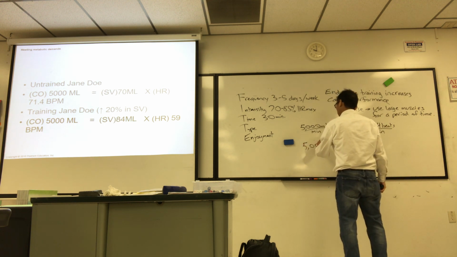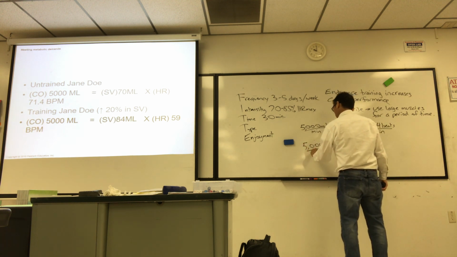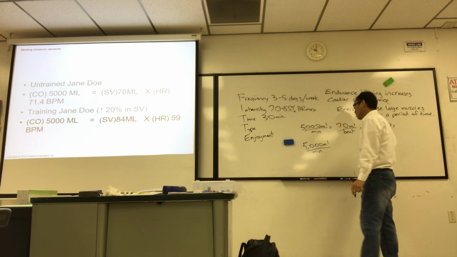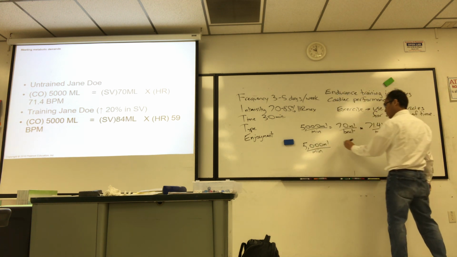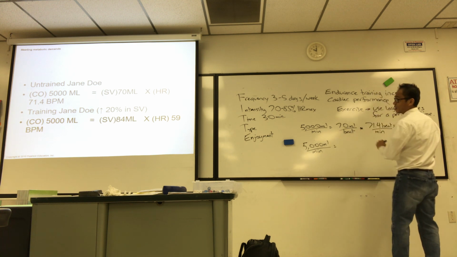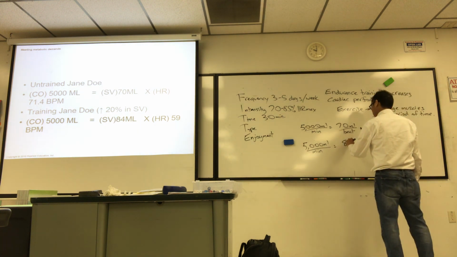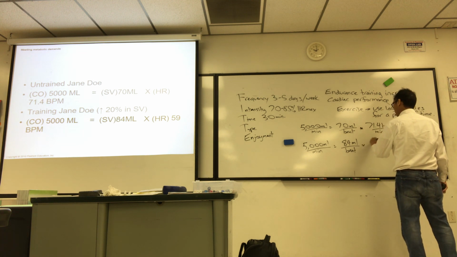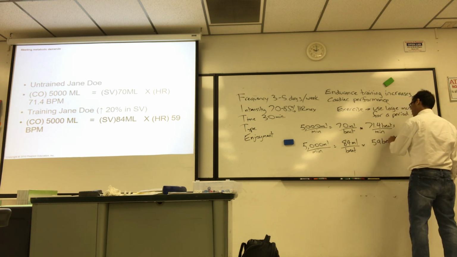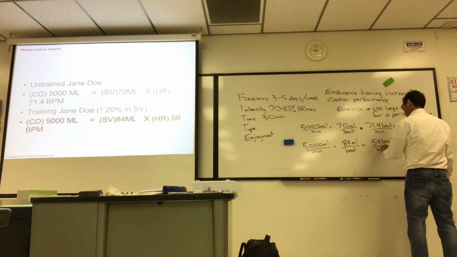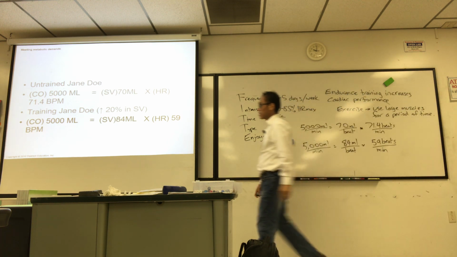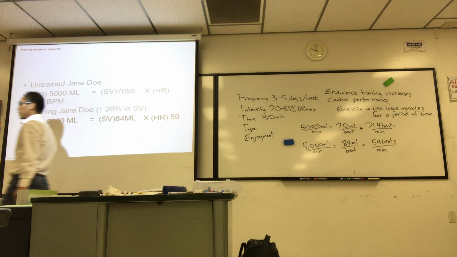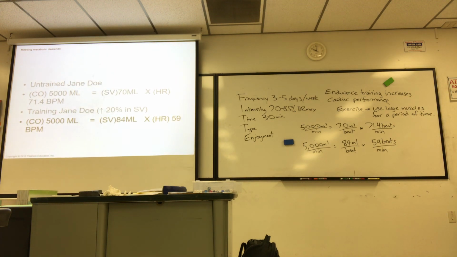You're exercising now. You bought your shoes, you got your app, and you're out there moving, doing whatever. And the stroke volume jumps from 70 to 84. To meet that metabolic demand, your heart rate drops to 59. Okay, so that's a simple example. There's other examples I could show you, but I think that drives home the point that training can reduce your heart rate.